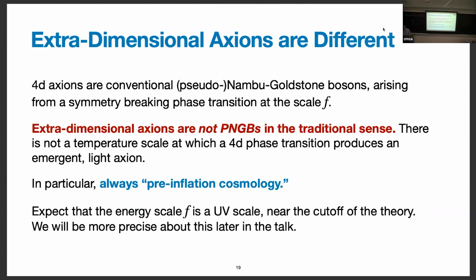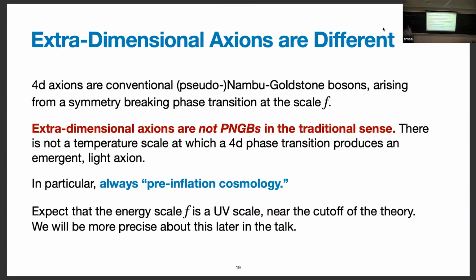Now, these extra dimensional axions are very different from the classic 4D theories. In particular, in the 4D theories, you have some sort of phase transition where a PQ symmetry is broken. In the extra dimensional theories, you don't. There is not some temperature at which you had a U1 symmetry and it breaks and you get some emergent Goldstone boson. You just sort of had the gauge field all along. It has a zero mode all along.